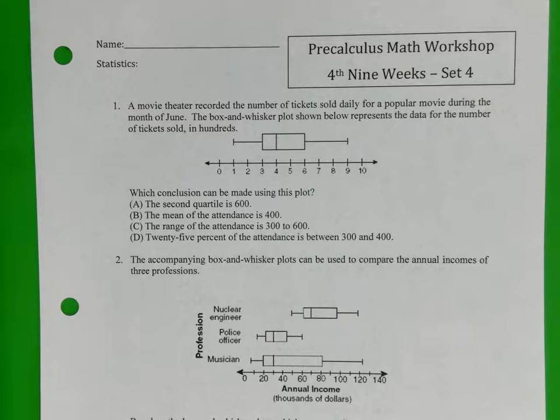25% of the attendance is between 300 and 400. Yes. Remember, this is the first 25%, second 25%, third, and the final. Okay? So that is correct. Number 2.